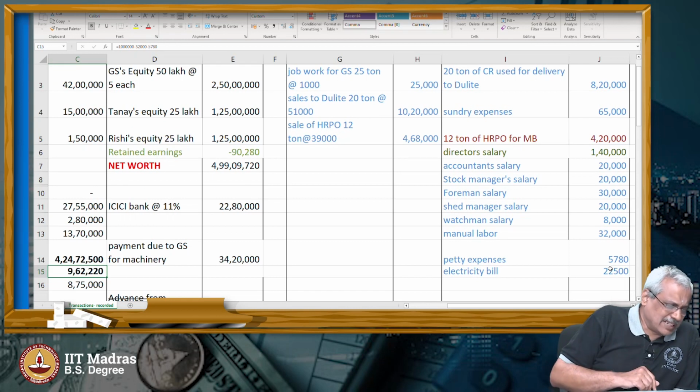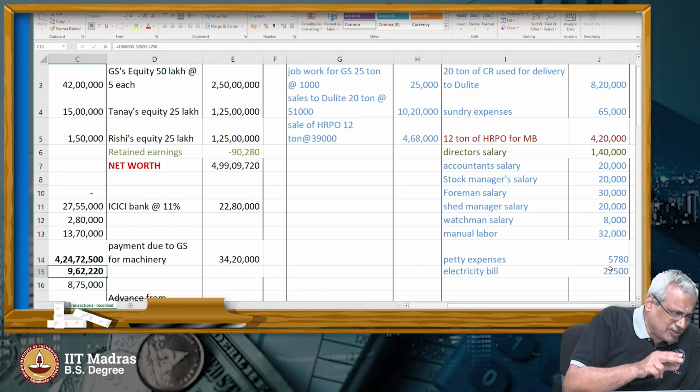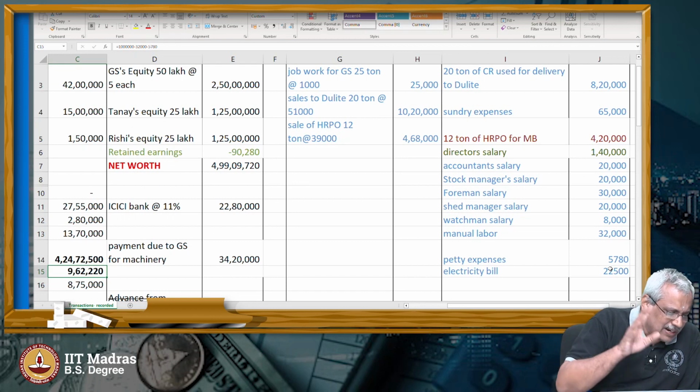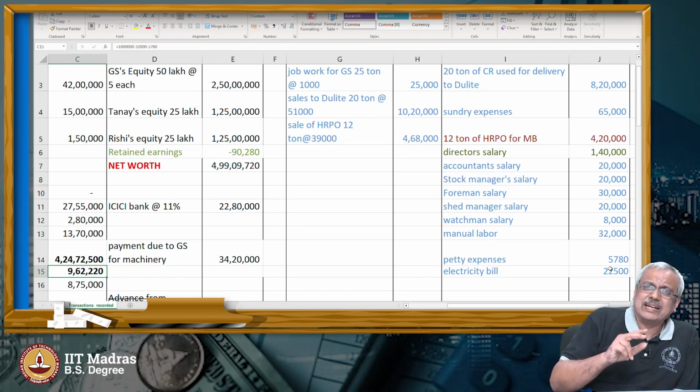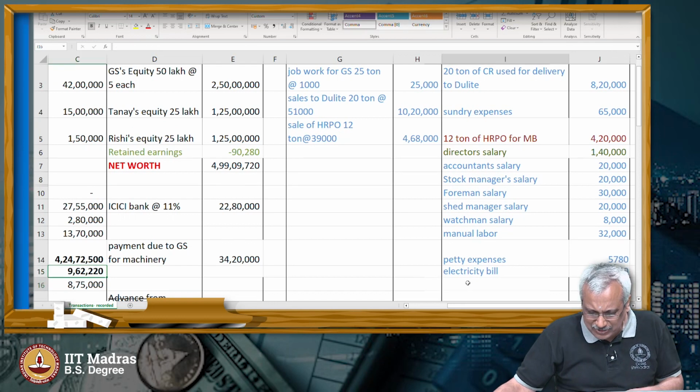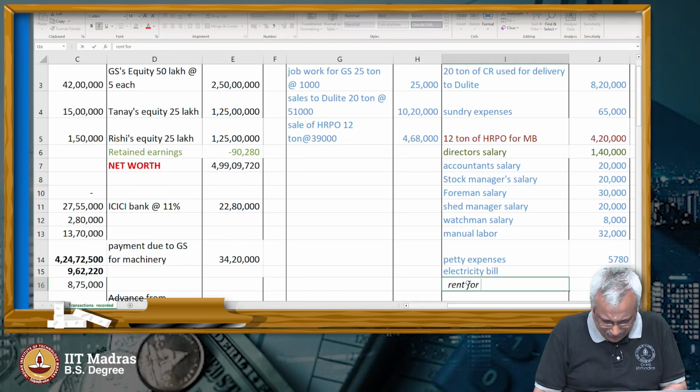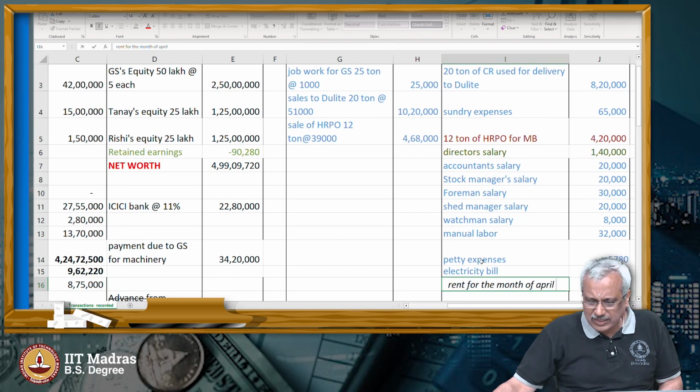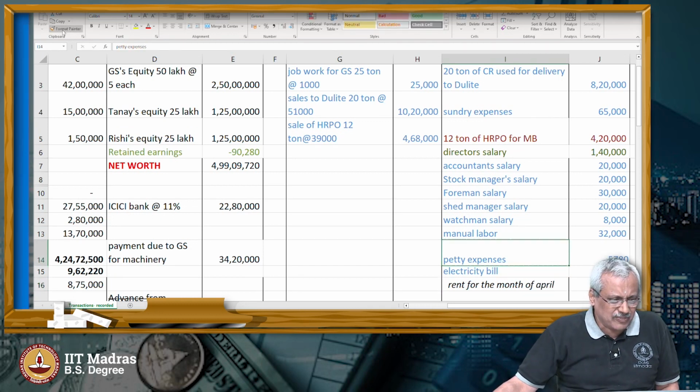Now, I have the next statement on April 30th. Loan interest payment made to ICICI Bank for the month of April 2020. Rent for the month of April debited for factory shed. Debited means to the bank account. Rent for the month of April.